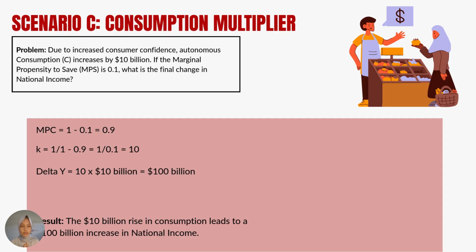So that's my explanation about the examples of the multiplier: consumption, tax and investment.